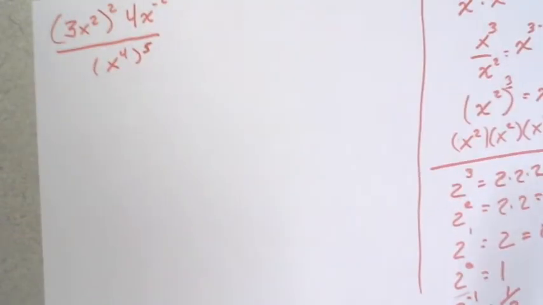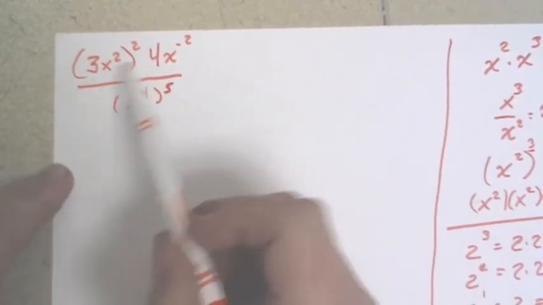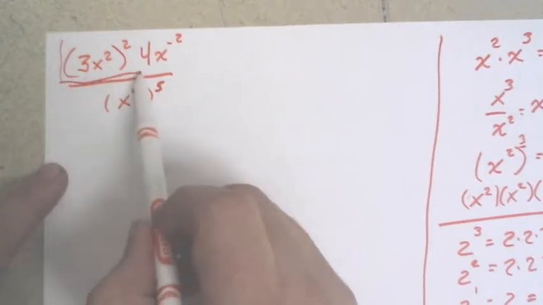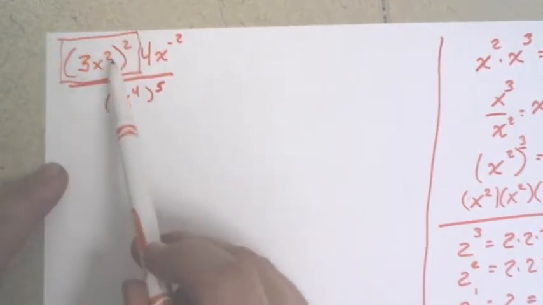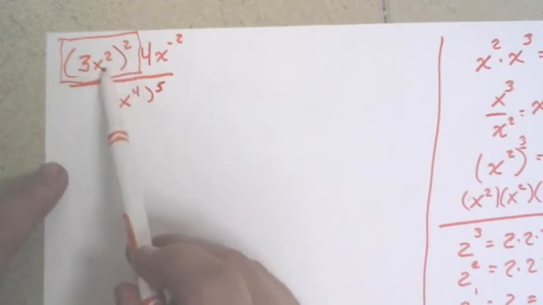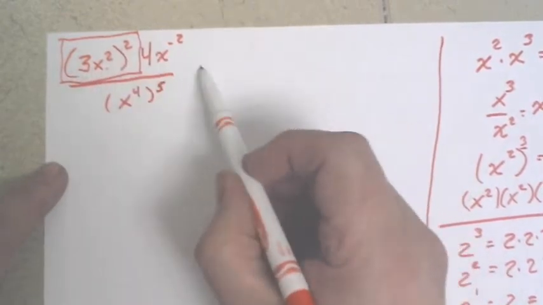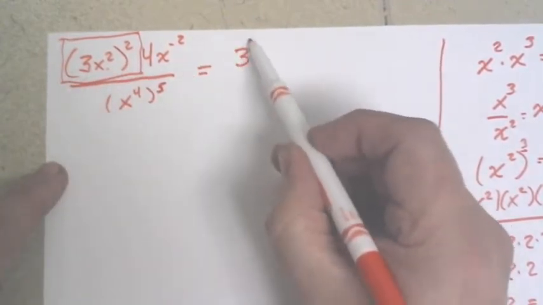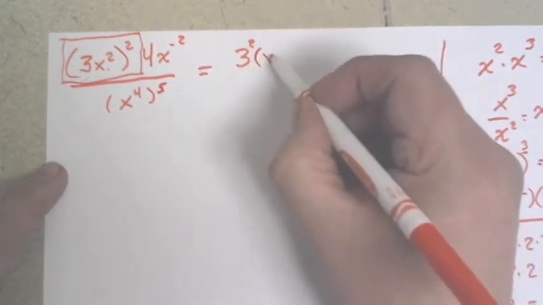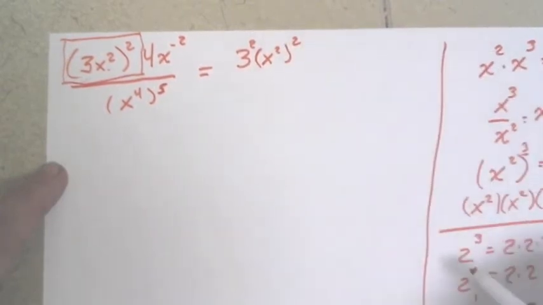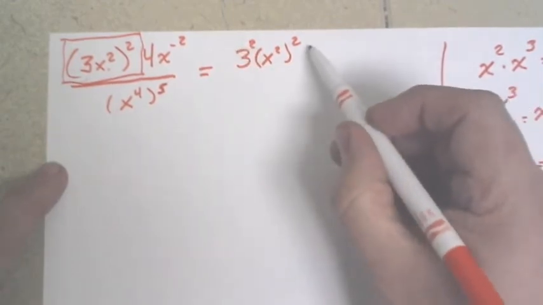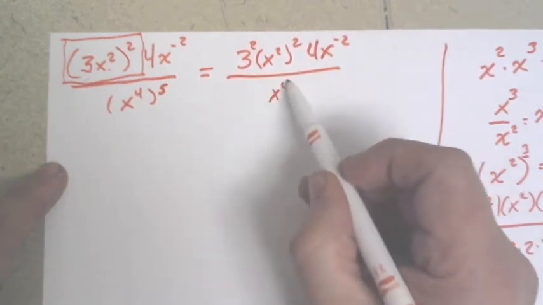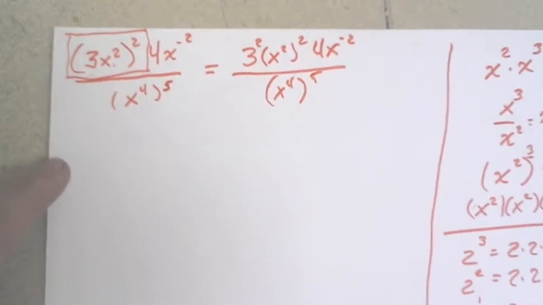Okay, now let's use all this to try to tackle this problem. We do want to break it essentially into sections. So this section up here, this 3x squared quantity squared, is a product being raised to a power. So we're going to raise each of those pieces to a power. The 3 squared, and just to be real detailed here, x squared squared. And then I'm going to write the x to the 4 times x to the negative 2 over x to the 4th to the 5th, just so I don't lose anything.